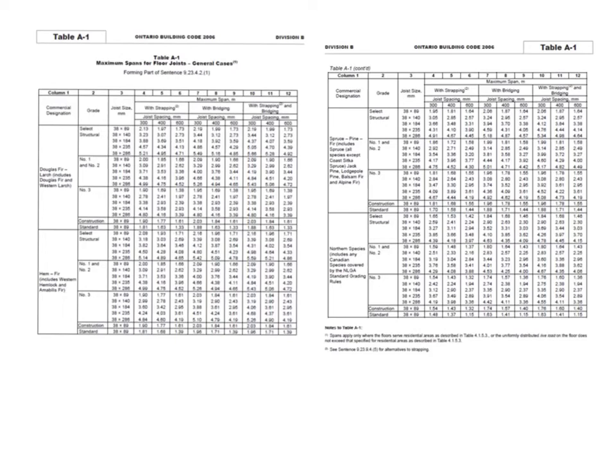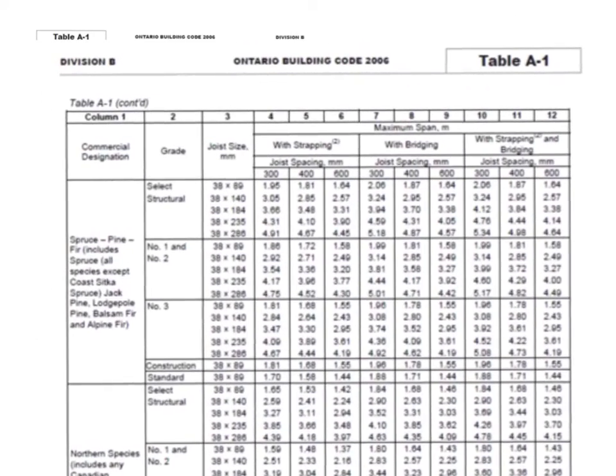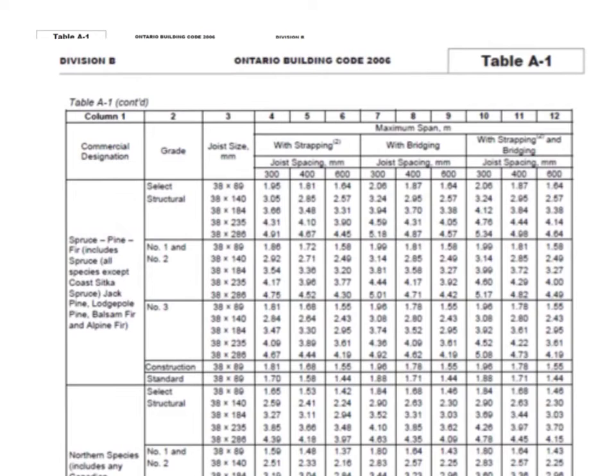So the tables we'll be using are tables A1 in the back of your building code. There is also table A2, which is special cases for floor joists. We're going to go with general cases for floor joists. So table A1 right here. And the first thing we're going to look at here is at the top of my building code, I've got some columns, and we're going to explain what those are.